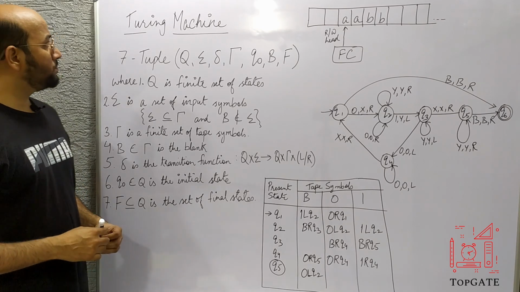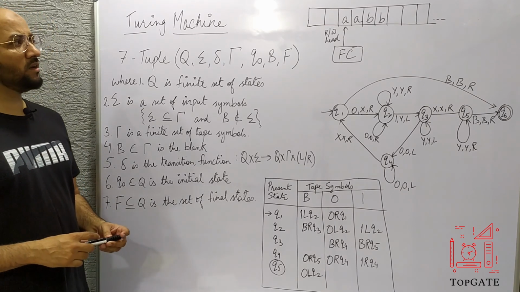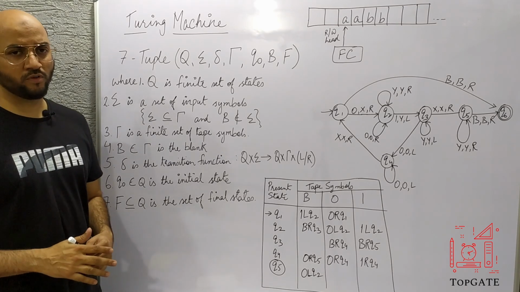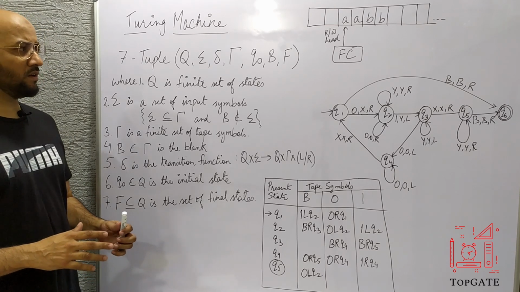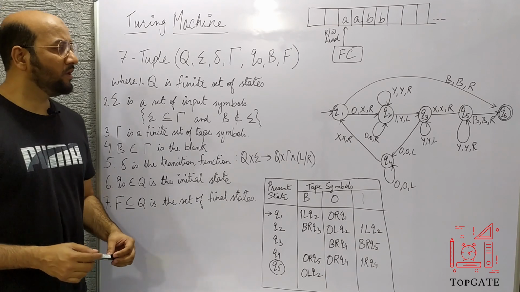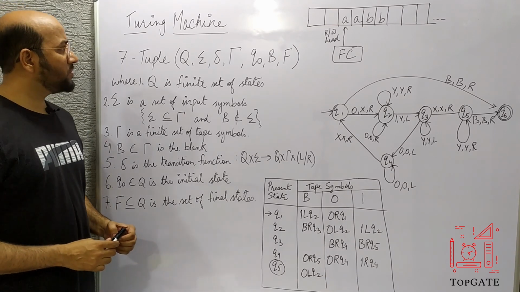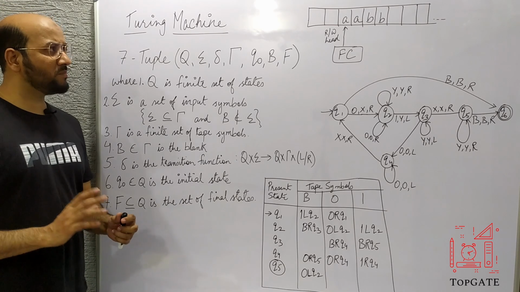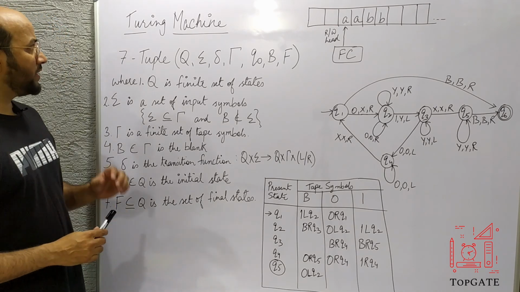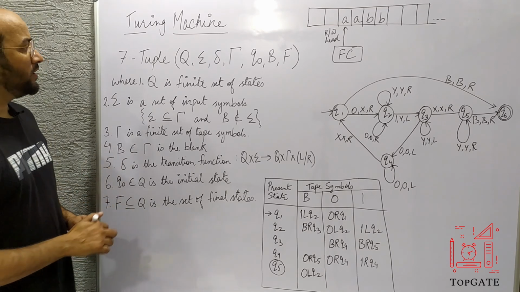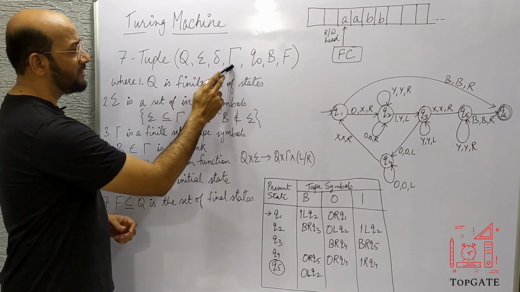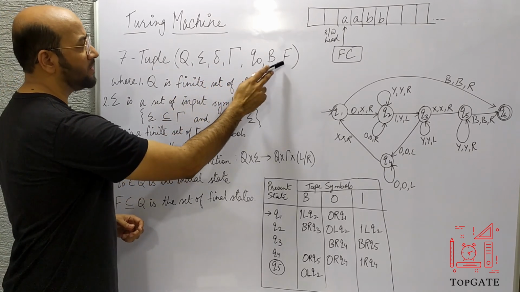A Turing machine is actually a universal machine, a very powerful machine, and it can perform almost all functions. It can calculate things, it can accept things, it can generate strings and so on. A Turing machine is actually a 7-tuple. Whatever machines we study in automata, we have to represent in the form of tuples. So in a Turing machine we have 7 tuples, namely capital Q, sigma, delta, tau, Q naught, B and F.